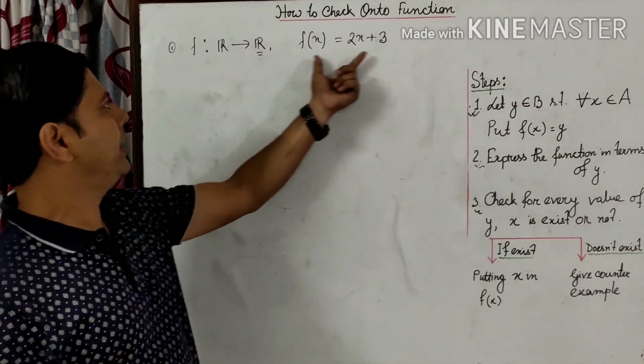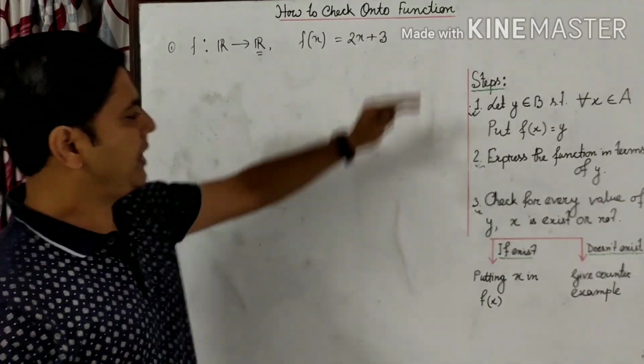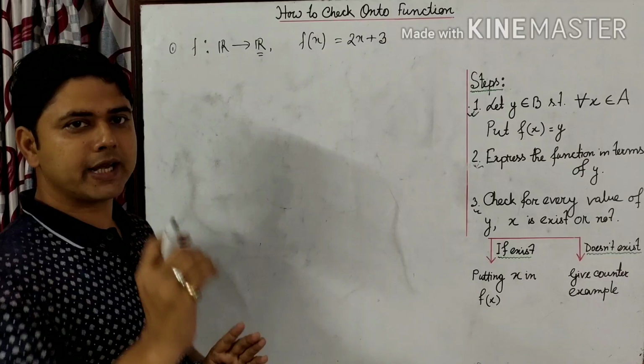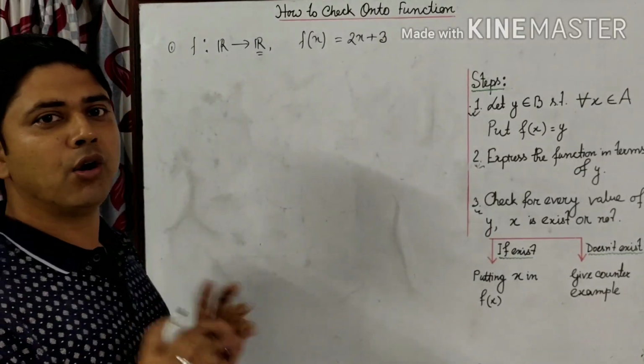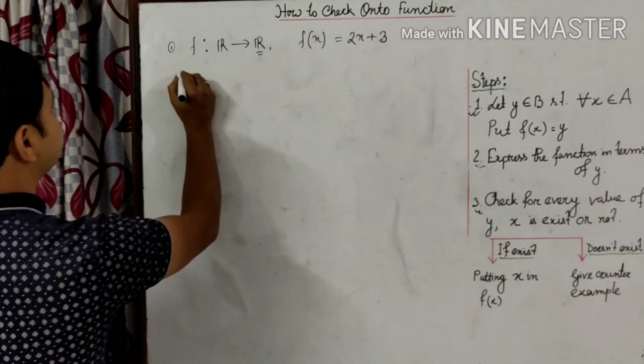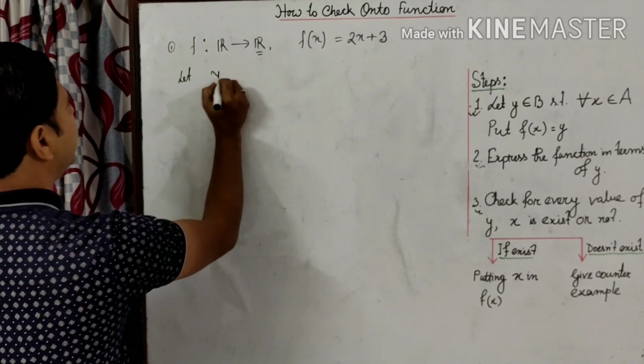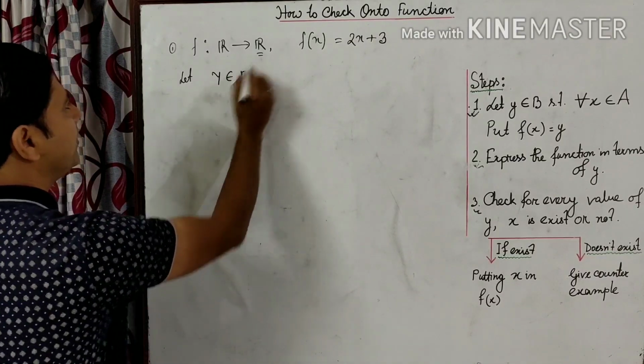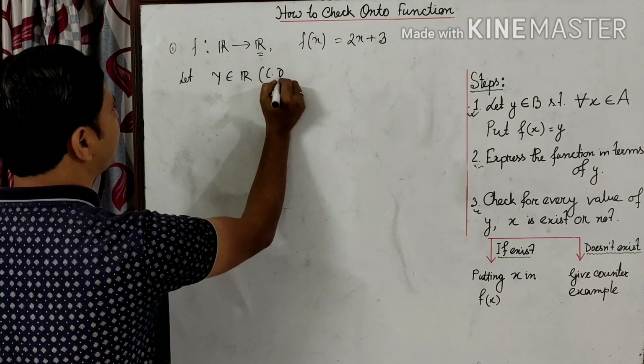f is a function from R to R, f of x equal to 2x plus 3. By using these three steps, you have to check whether the given function is onto or not. Let y belong to R. R means what? The codomain of this function.